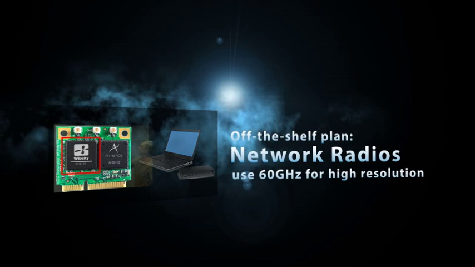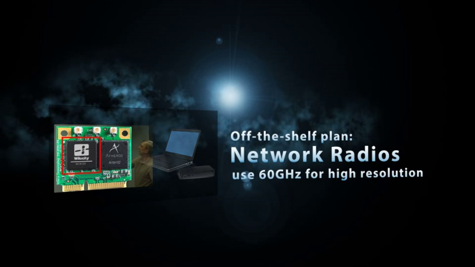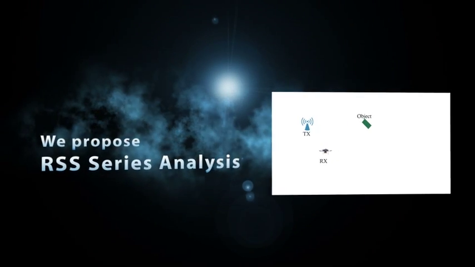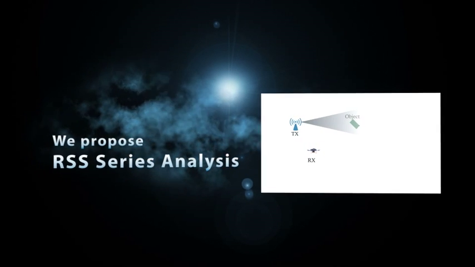We focus on 60 GHz millimeter wave for precise mobile imaging, but it's sensitive to noise of movement using traditional radar techniques. To solve this, we propose a new method called RSS series analysis.